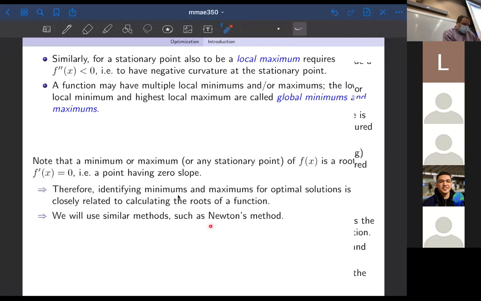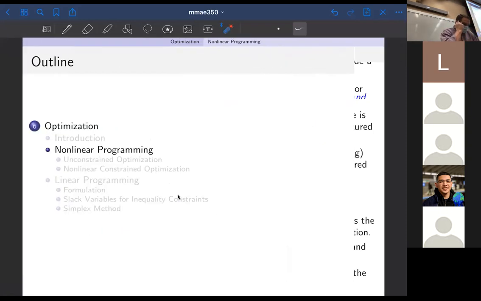So that leads us to things like Newton's method or bisection method in order to determine these roots, which then correspond to the minimums and maximums, which are our optimal solutions. You'll see all that come together when we start talking about methods themselves.